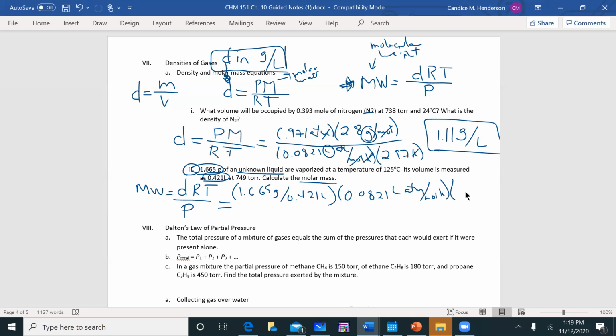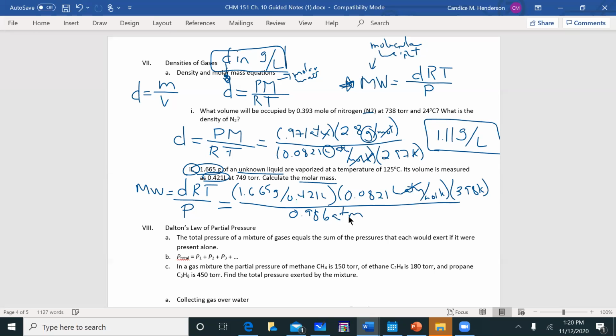Our temperature, which is not 125, it's 125 plus 273, gives us 398 Kelvin. And we put this whole thing over our pressure, which is 749 torr, but we need to get that into ATM. So just divide it by 760. And we end up with 0.986 ATM, pretty close to 1 ATM.